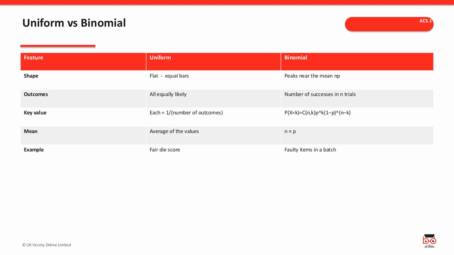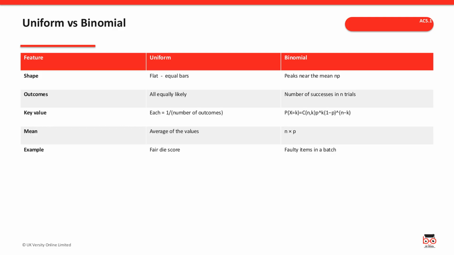Let's set the two discrete distributions side by side. The uniform is flat with equal bars, whereas the binomial peaks near its mean, n times p. The uniform makes all outcomes equally likely. The binomial counts successes across n trials. For the uniform, each probability is 1 over the number of outcomes. For the binomial, it's C(n,k) times p to the k, times 1 minus p to the n minus k. The uniform's mean is just the average of the values, while the binomial's is n times p.